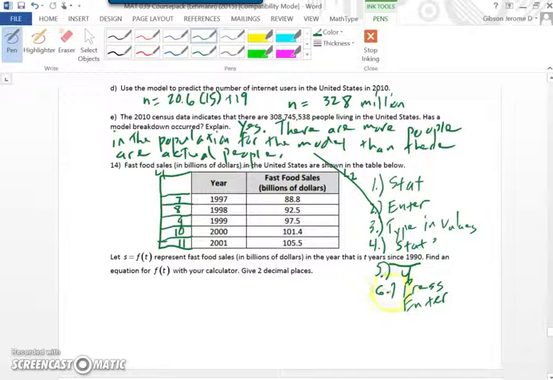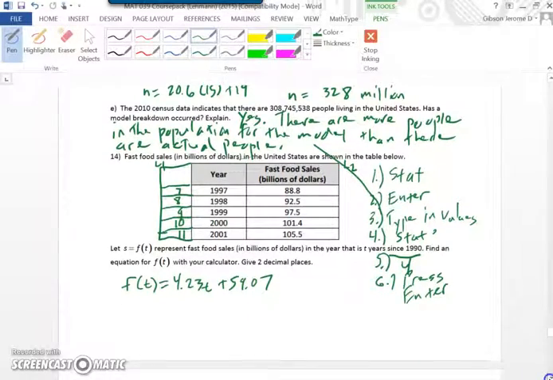Now your answer, you should have y equals ax plus b, where a is 4.23 and b is 59.07. So you will write this as an equation. You have f of t is equal to 4.23t plus 59.07. And this would be your equation because they want you to give it to 2 decimal places. So this would be your final answer. Are there any questions?